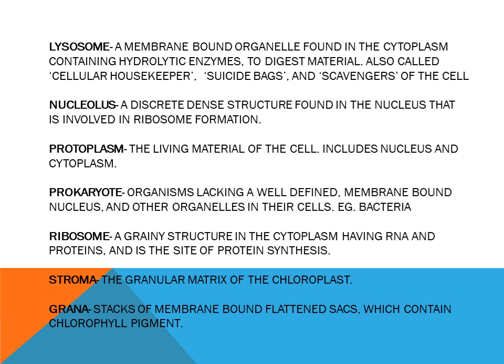Prokaryote, organisms lacking a well-defined membrane-bound nucleus and other organelles in their cells, example, bacteria. Ribosome, this is a grainy structure in the cytoplasm having RNA and proteins, and it is the site of protein synthesis. Stroma, this is the granular matrix of the chloroplast. Grana, stacks of membrane bound flattened sacs which contain the chlorophyll pigment.